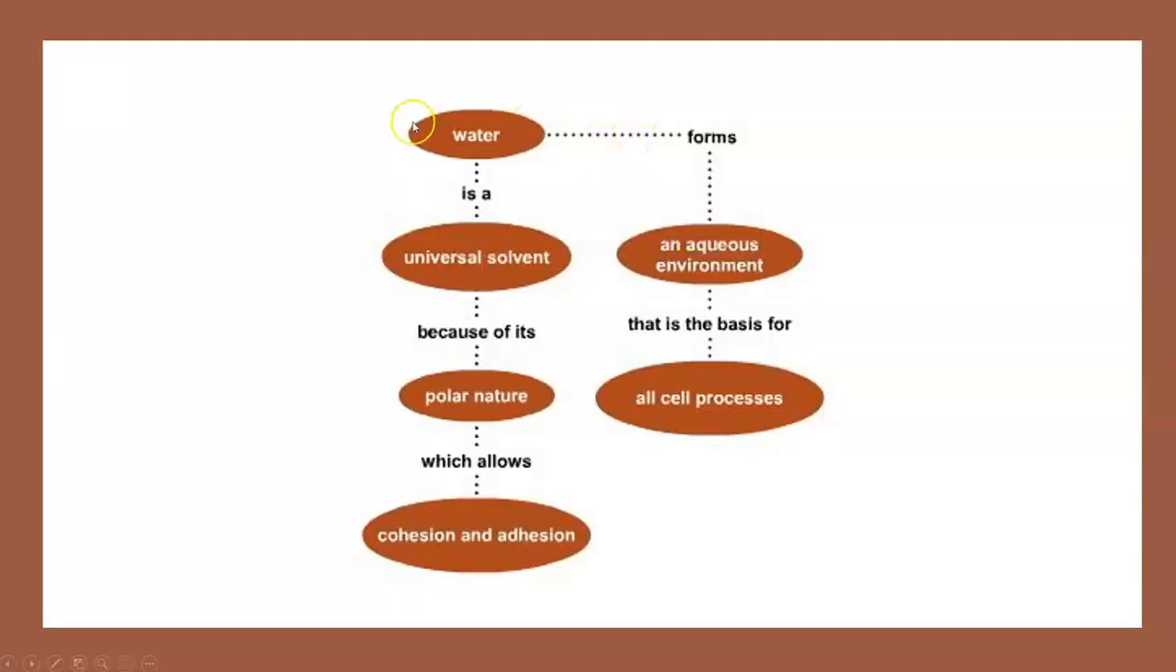This is just a concept map from the lesson. Just to read it in sentence form, you would say something like, water is a universal solvent because of its polar nature, which allows for cohesion and adhesion. Second sentence, water forms an aqueous environment that is the basis for all cell chemical processes.